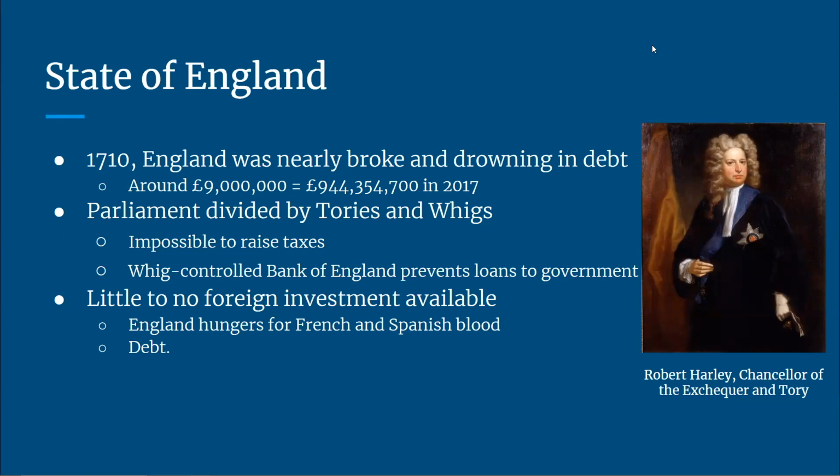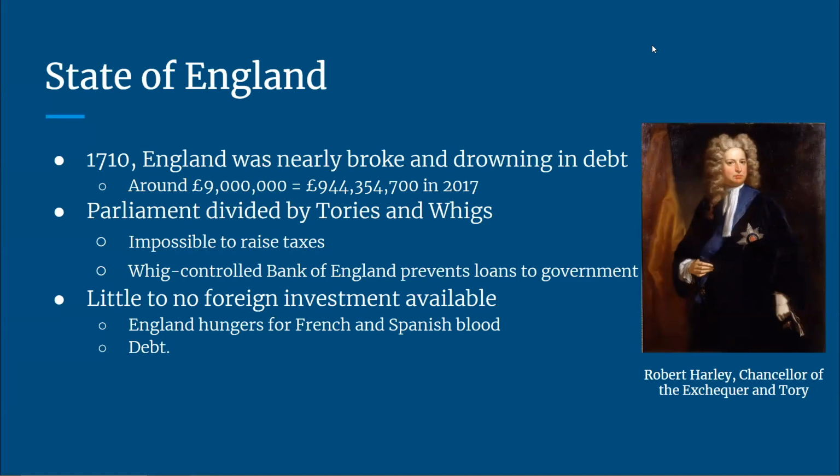England in 1711 was in dire shape. Robert Harley, newly appointed Chancellor of the Exchequer, which is England's fancy equivalent to the US Secretary of the Treasury, comes to the office to find that no one knows exactly how much England is in debt. Everyone knew that they were screwed, but estimates of the national debt vary widely, so Harley did a deep dive into England's finances. In the end, he estimated that England was £9 million in debt, which in 2017 would be worth almost £950 million.